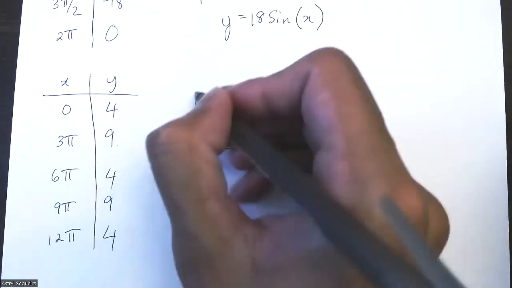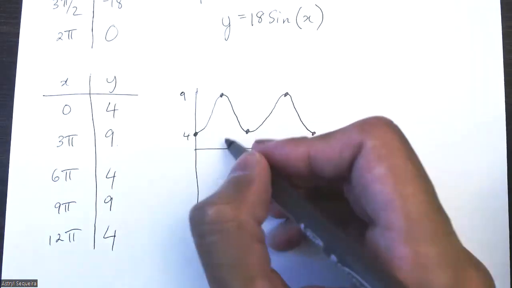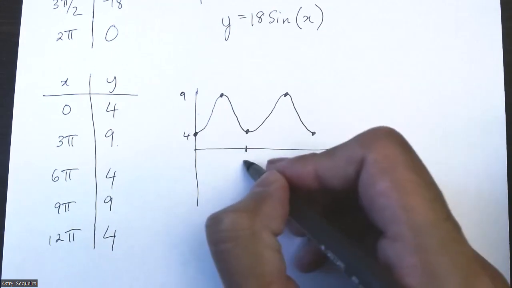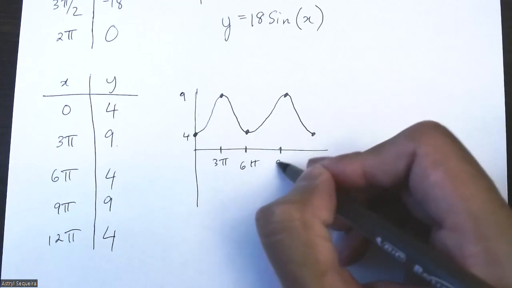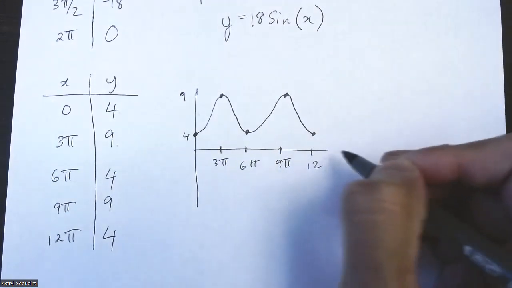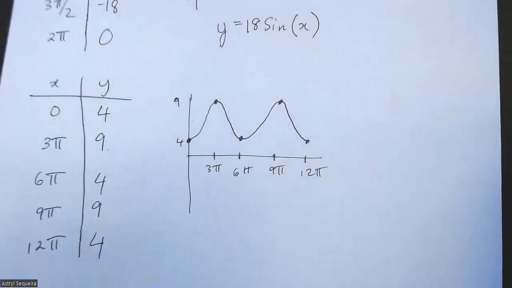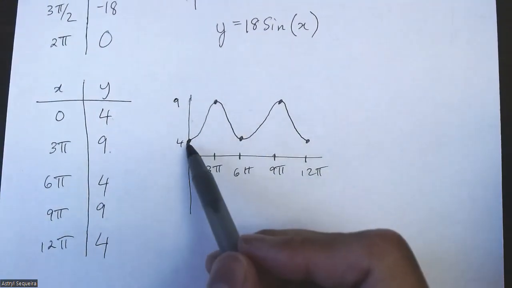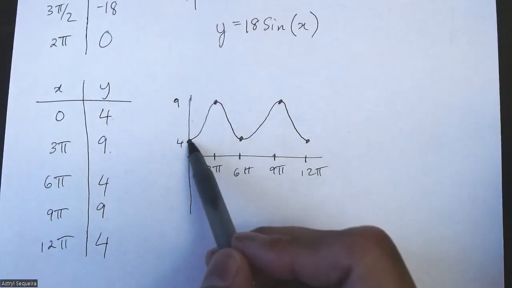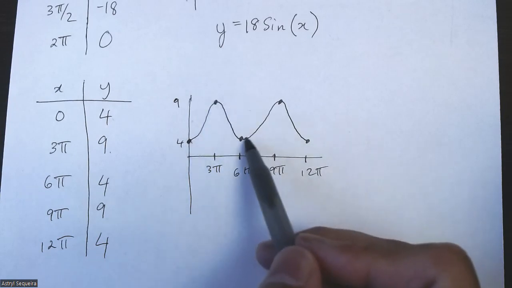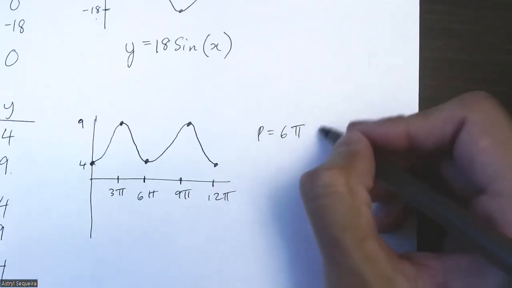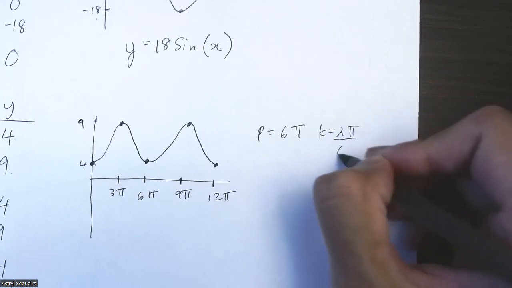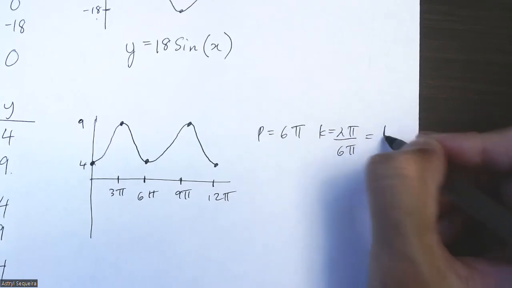You can draw it out like that. This is 3 pi, 6 pi, 9 pi, and 12 pi. So if you look at this over here, you can tell that this is a negative cosine wave because it starts at the minimum. Again, there's going to be no phase shift. One period is 6 pi. So my k value is 2 pi divided by 6 pi, which is just 1 over 3.